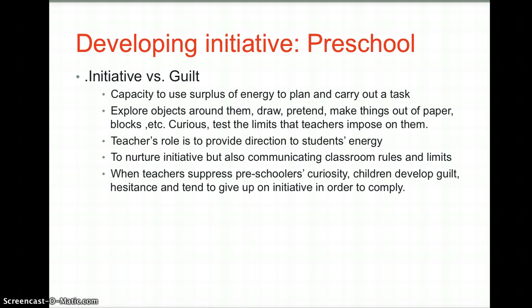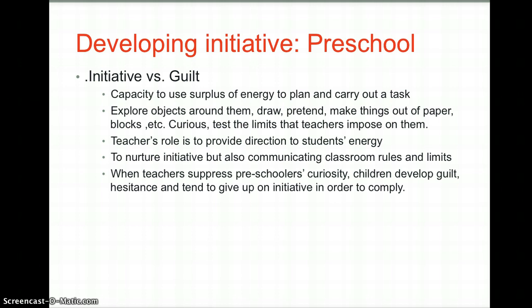So developing initiative in preschool, and this is that initiative versus guilt. This is the capacity to use a surplus of energy to plan and carry out a task. Children in preschool explore objects, they draw, they pretend, they make things. They're very curious, and they often test the limits that teachers impose on them. This is typical of preschoolers. They're just very energetic beings. They're very curious beings. They want to just explore and touch and feel and practice and pretend.